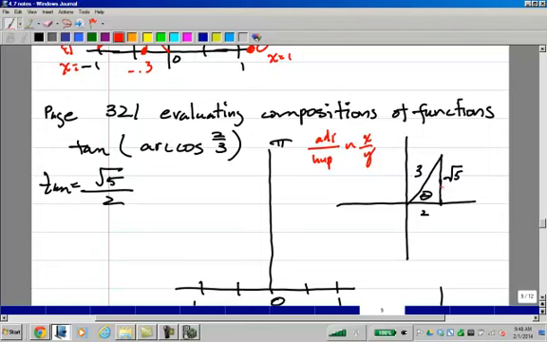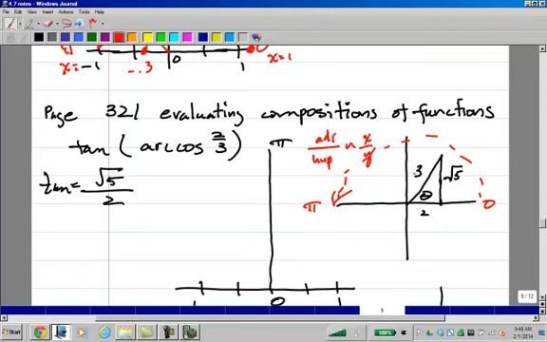Now, why am I putting it over here? Well, we are only looking at cosines from 0 to pi. This is the only place where the x-coordinate, or the cosine of theta, is going to be positive. It's going to be negative over here. It's positive in quadrant 4, but we're not looking at quadrant 4. Therefore, since I'm restricted to quadrant 1 or quadrant 2 for the cosine, I know that the y-coordinate is going to be square root of 5, just by using the Pythagorean theorem.